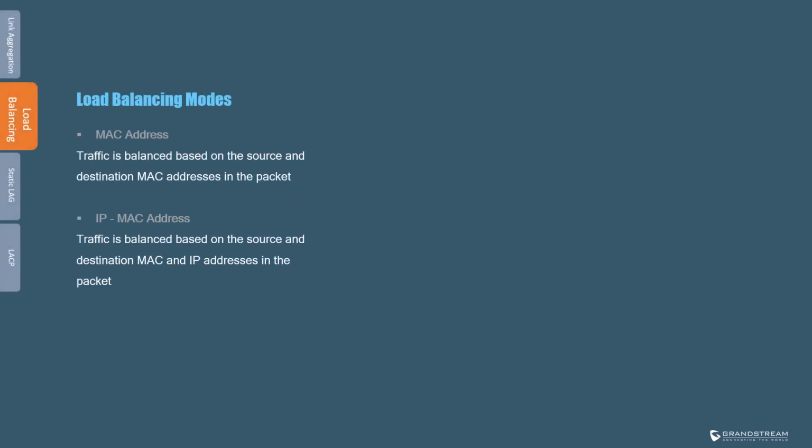As I mentioned, load balancing is one of the benefits provided by link aggregation. To ensure the interfaces of the logical link are efficiently utilized, GWN7800 switches use a deterministic mechanism that is based on MAC and IP addresses to load balance traffic across the active member ports of the logical link. GWN7800 switches support two modes for load balancing. So when you select MAC address mode, the traffic is balanced based on the source and destination MAC addresses in the packet. When IP MAC address mode is selected, traffic is balanced based on the source and destination MAC and IP addresses in the packet.